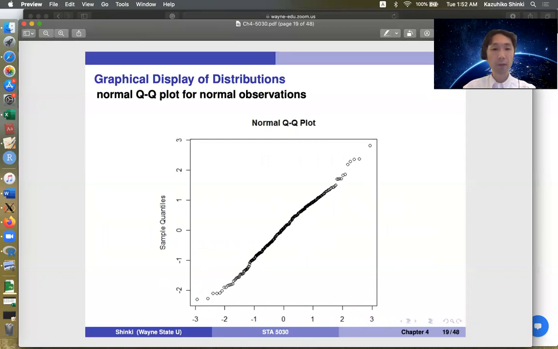The Y-axis is the sample quantile, and the X-axis is the theoretical quantile. So it corresponds almost exactly. Most points are on Y equals X. It's natural that some points on the left-hand side and right-hand side have a slight discrepancy from Y equals X.